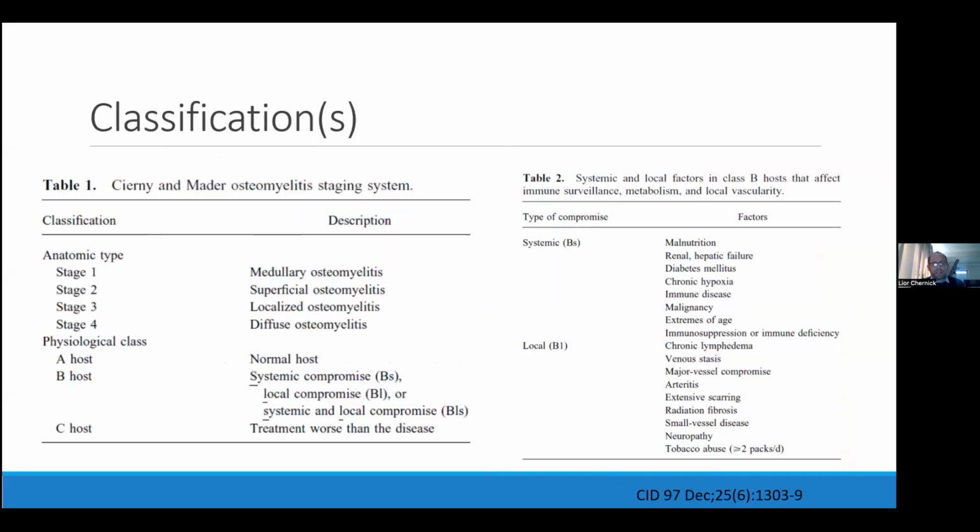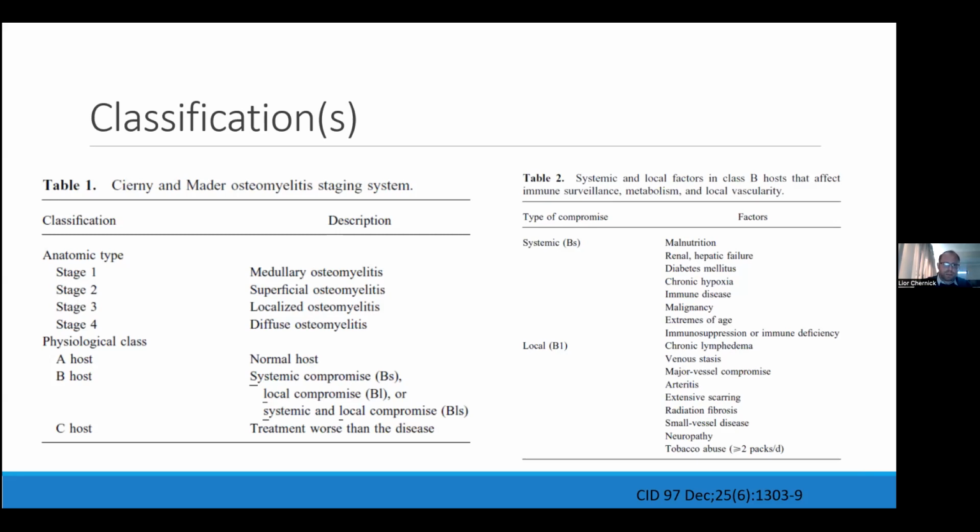So in terms of some classifications, there's two I'm going to discuss, probably the two most commonly used. The first one is the Cierny-Mader osteomyelitis staging system. And here it's basically a description based on the anatomical location. Medullary stage 1 would be medullary osteomyelitis. This is like your native vertebral osteomyelitis case, where it's purely medullary cavity, often hematogenous in nature, and there's not really a role for surgical management per se. Stage 2 would be superficial osteomyelitis. This is where it's involving the cortex and is usually with a contiguous skin or soft tissue infection, but usually debridable without compromising stability.